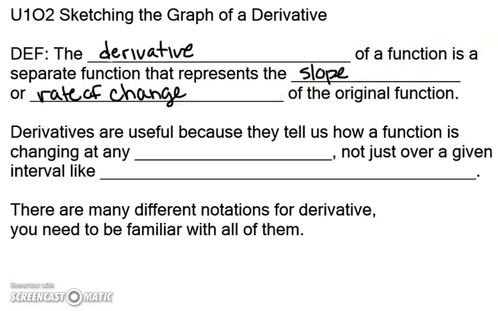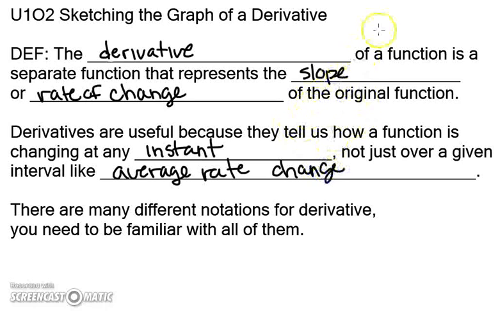So we're going to be defining this whole new function that's basically just going to take the slope of our original function and turn that into y values of our current function. Derivatives are going to be useful because they're going to tell us how a function is changing at any instant or any given time, not just over an interval like the average rate of change. The average rate of change told us how we change over a certain time interval from A to B. A derivative is going to tell us how we're changing at a certain instant, at any given time, instead of just over two different points.